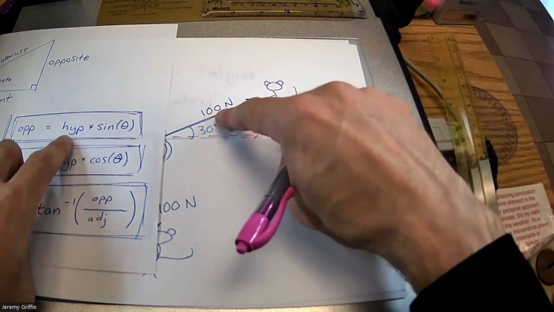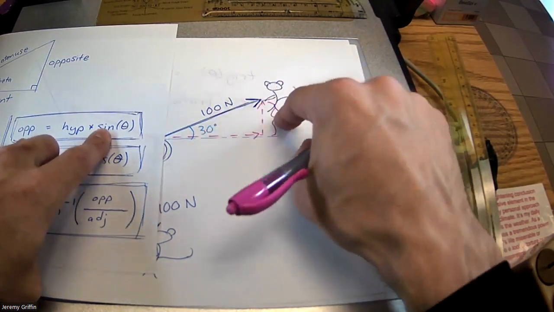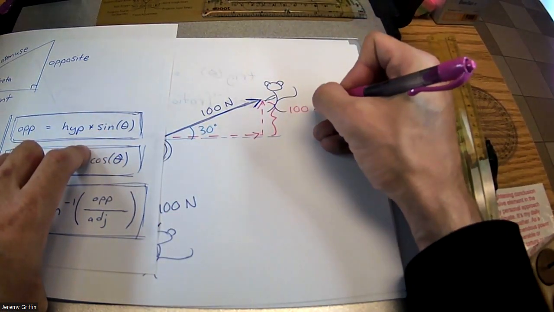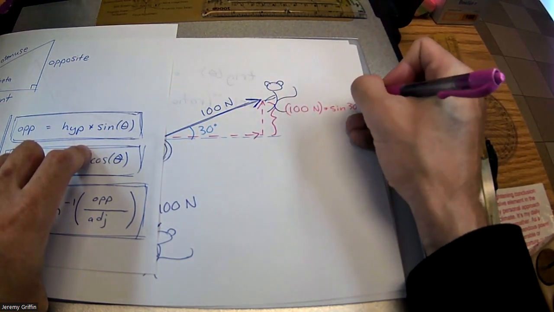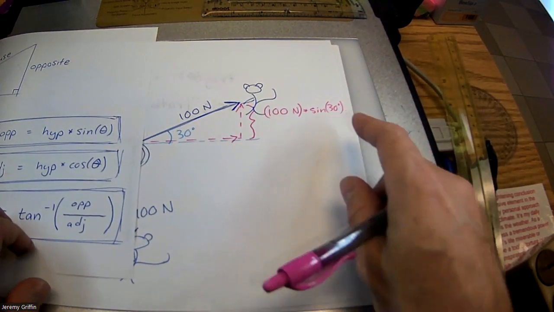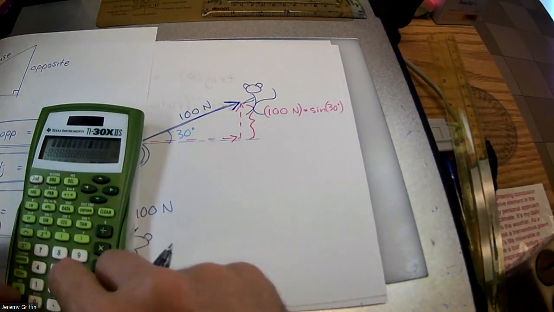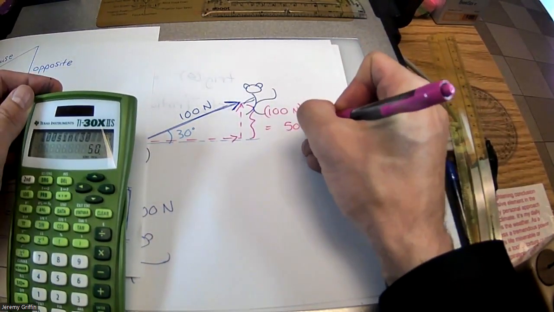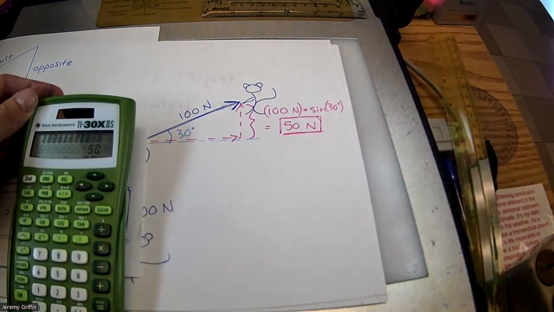How about 100 times sine of 30 degrees? Because it's opposite of the 30 degrees. So wouldn't this have to be 100 newtons times sine of 30 degrees? Would that be true? You guys follow that? And let's see what that is exactly. What is 100 sine 30? 50 newtons. 50 newtons exactly. Ooh, that came out really nice. 50 on the dot.